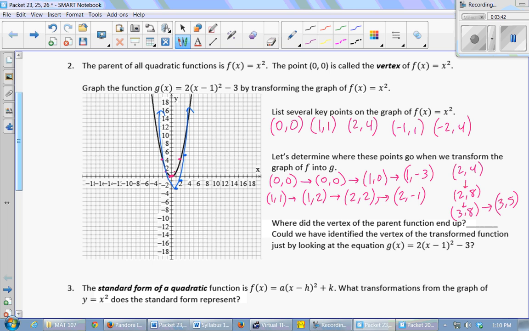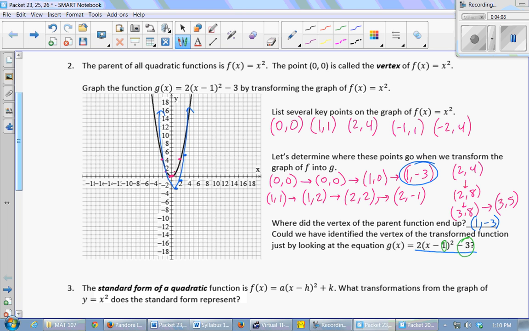So where did the vertex of the parent function land? It started at (0, 0), and it moved to (1, negative 3). Okay. Could you have identified (1, negative 3) just by looking at this formula? Yeah, sort of. We get a 1 there, negative 3 there. Yep.